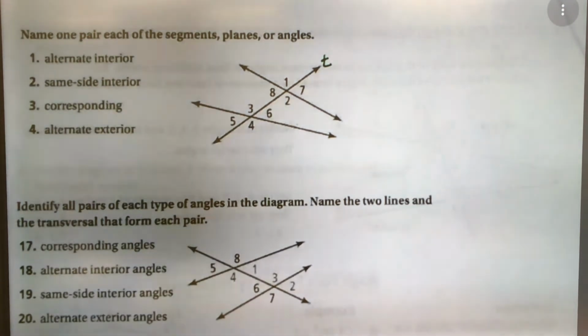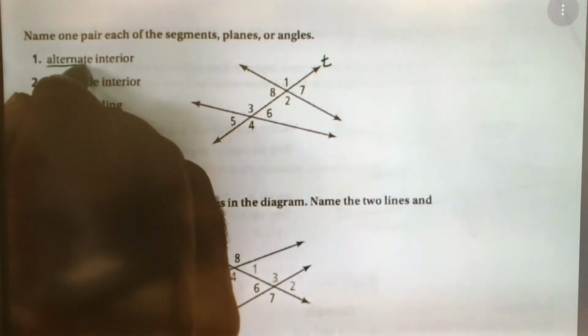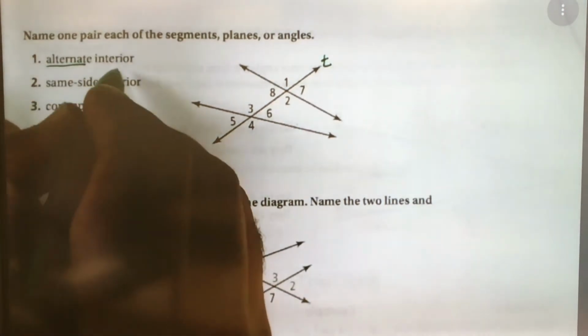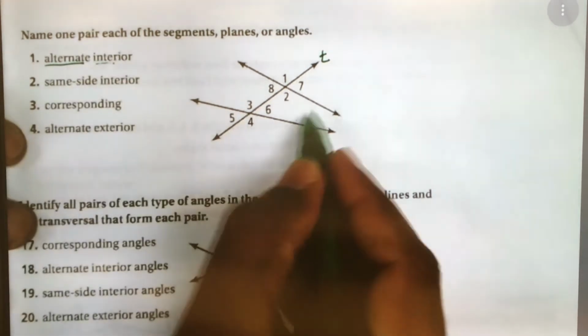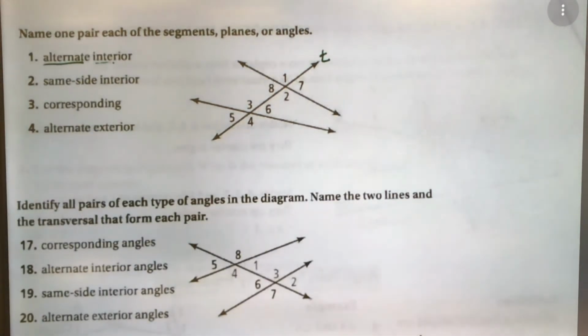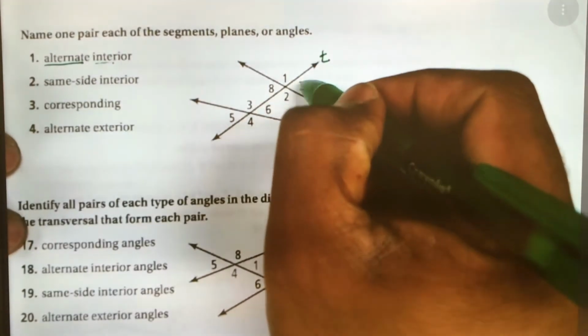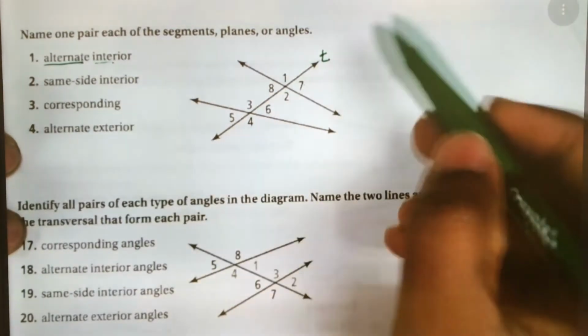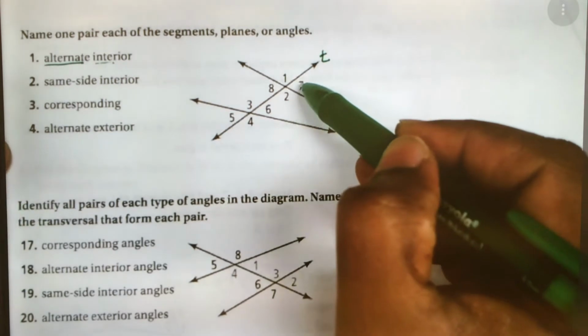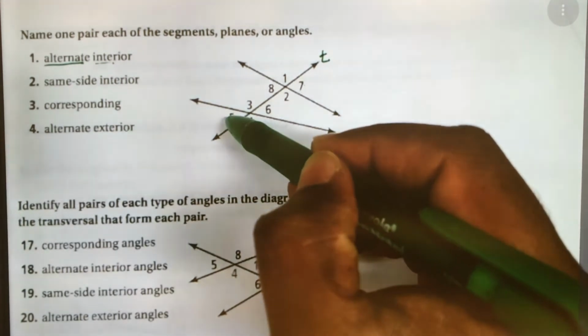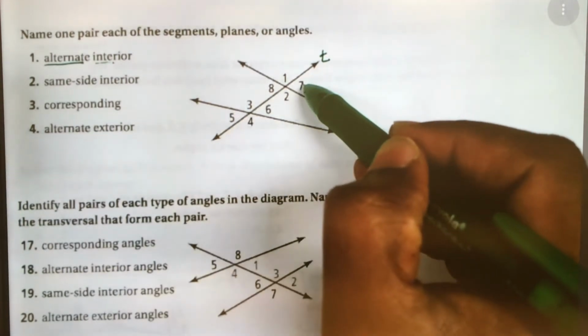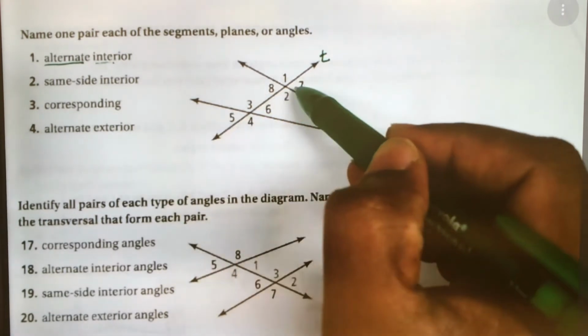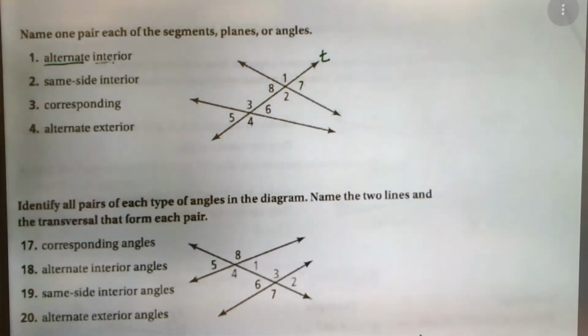The first one is we need to identify alternate interior. I have mentioned that the first word is based on the transversal and the second word is based on the other 2 lines. So alternate means on both sides of the transversal line, but they should not be adjacent. For example, 1 and 7 are not alternate because they are adjacent, but 7 and 5 are alternate because one is on the bottom here and one is on the top. At the same time, they are not adjacent.